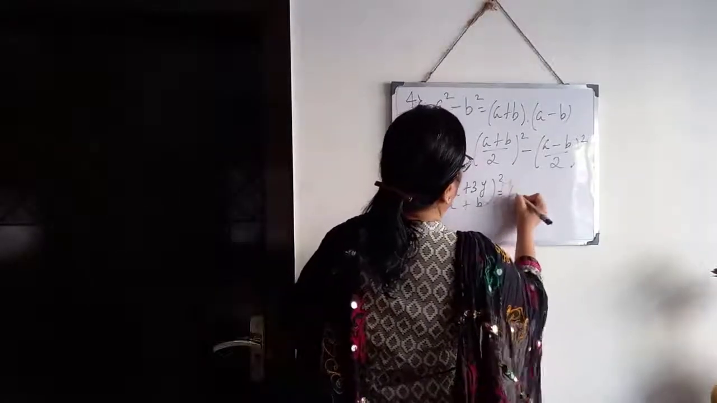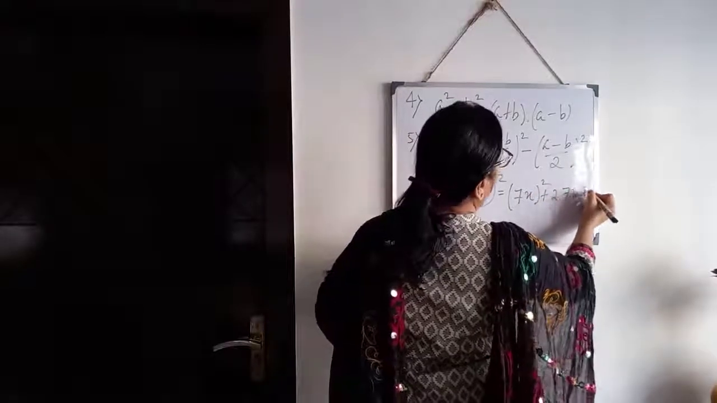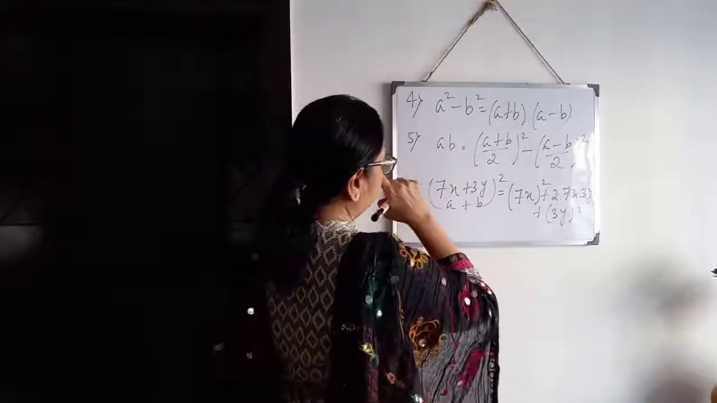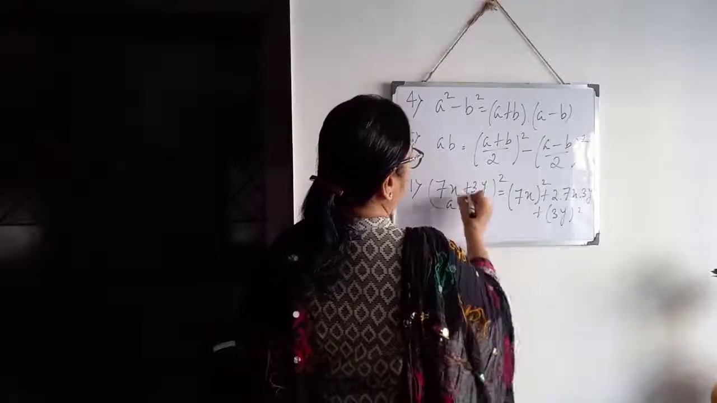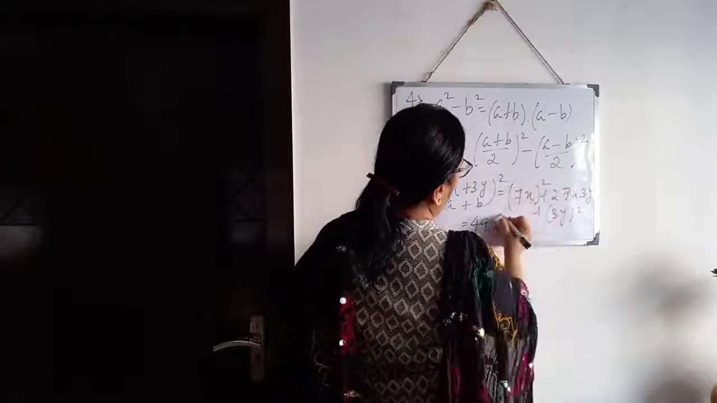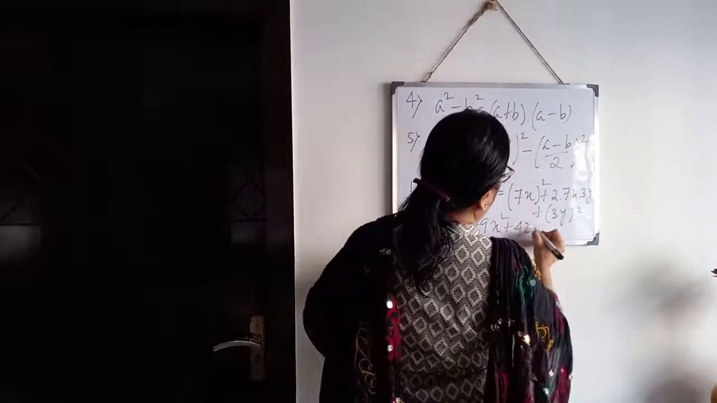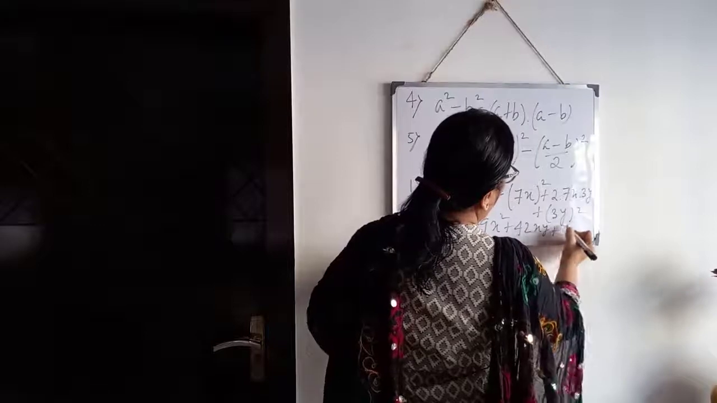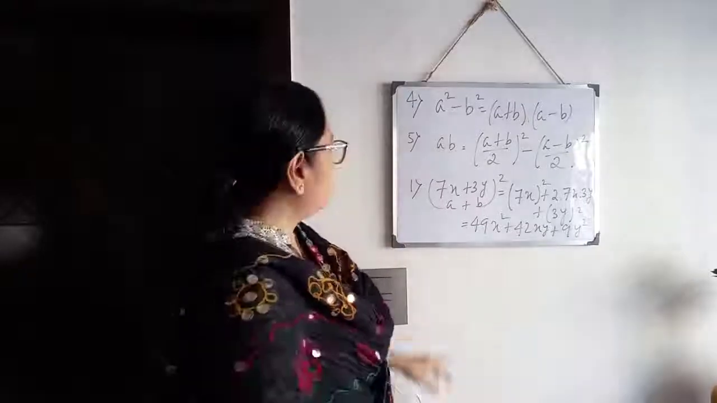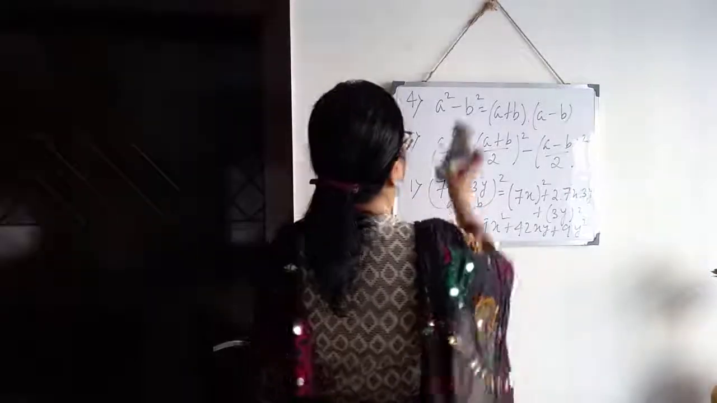This equals a square plus 2a into b plus b square. Here in this particular sum, your a is 7x and b is 3y. Now 7 square means 49 x square, plus 2 times 7 times 3, that is 42, xy, plus 3 whole square means 9 y square. So to find the square of this, you have to put it in the formula of (a plus b) whole square. Now the next one.